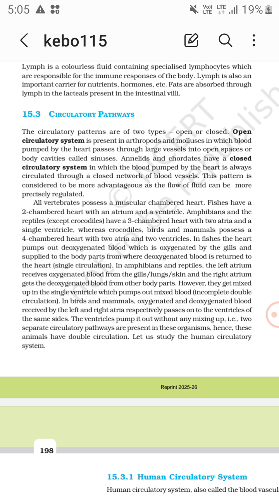Fishes have a two-chambered heart with an atrium and a ventricle. Amphibians and reptiles, except crocodiles, have a three-chambered heart with two atria and a single ventricle, whereas crocodiles, birds and mammals possess a four-chambered heart with two atria and two ventricles.